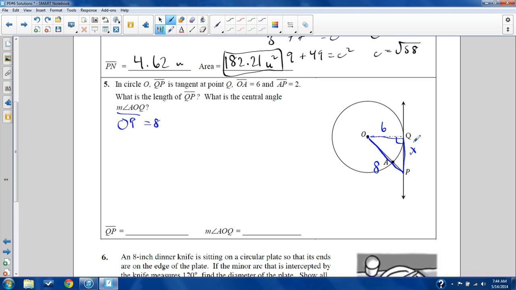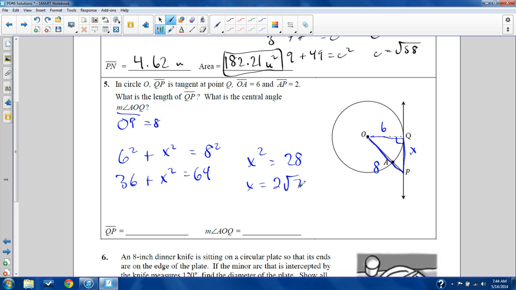And now I need to find QP. Let's call it x. So Pythagorean theorem says a squared plus b squared equals c squared. 6 squared plus x squared, remember that's a leg, equals 8 squared. That's 36 plus x squared equals 64. Subtract 36, you get x squared equals, was that 28? Where's my answer sheet? There it is. X squared is 28, so x equals 2 times the square root of 7 units. That's QP, by the way. QP is 2 root 7.